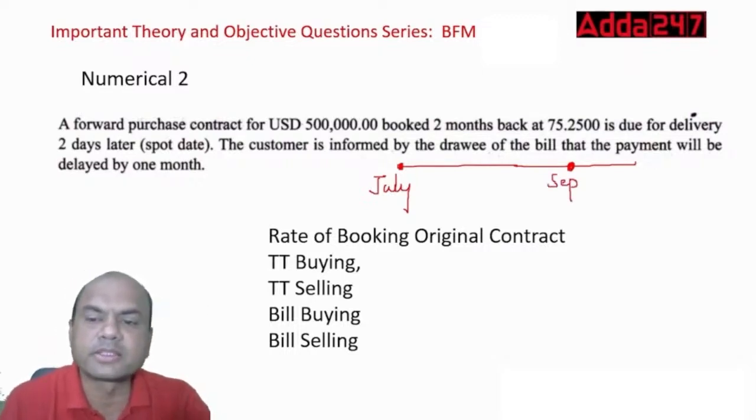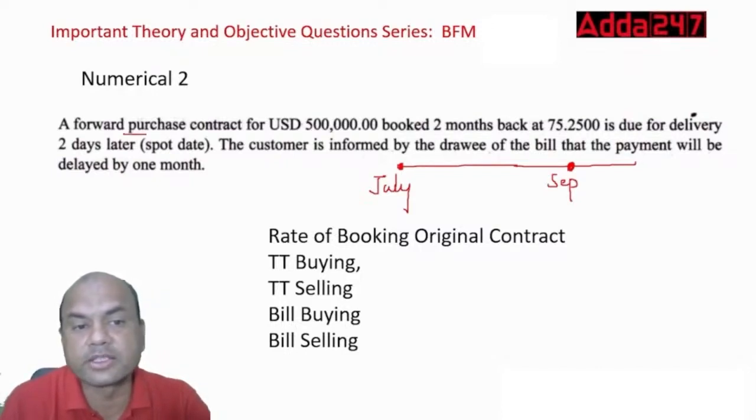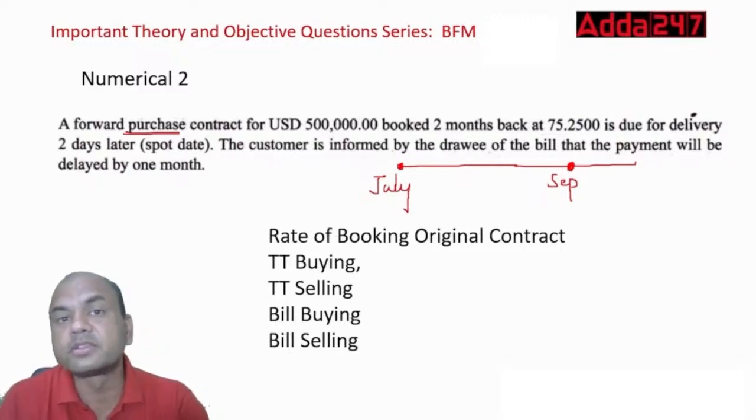But what has happened is the customer is now told by his buyer. See here, forward purchase contract. This is a purchase. Purchase means it's an export transaction. Always remember, purchase is always export.